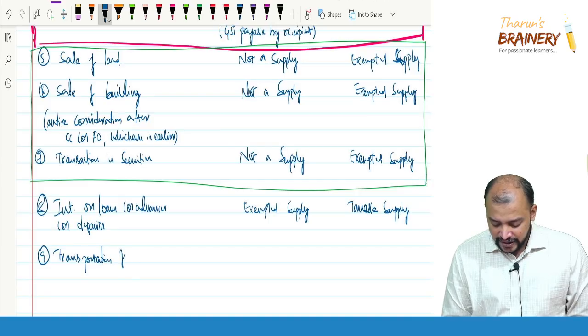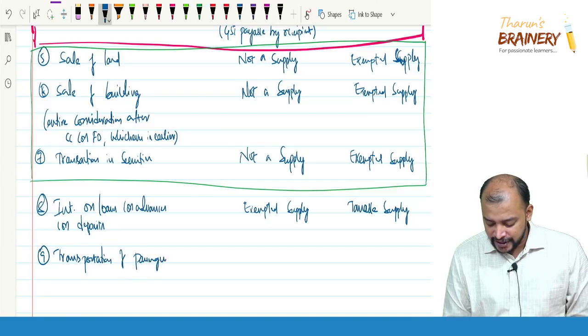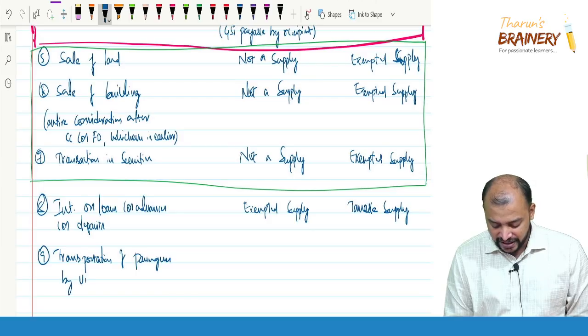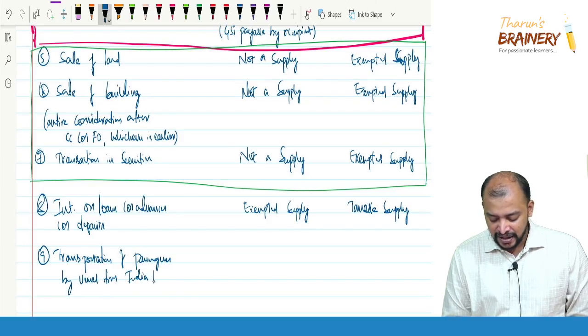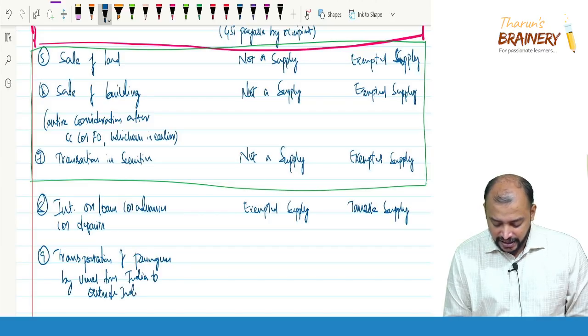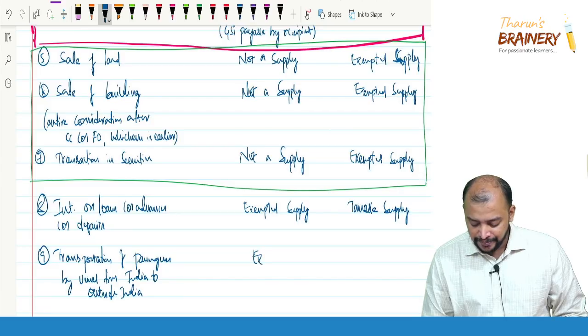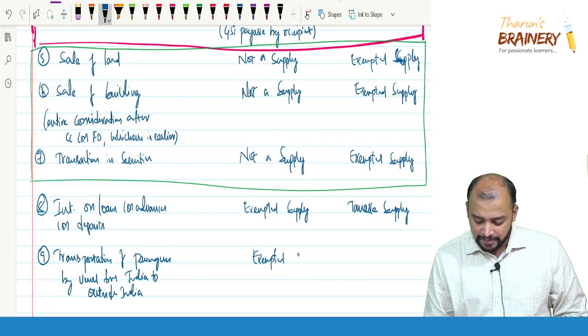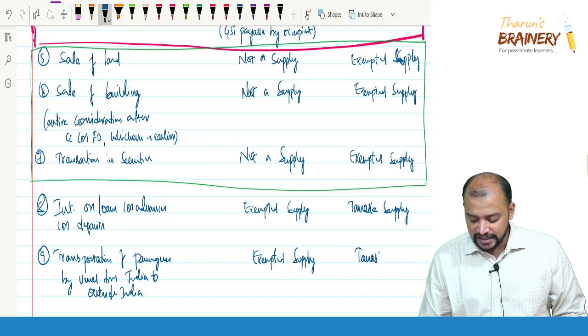Transportation of passengers by vessel. From where to where? From India to outside India. Actually, this is exempted supply for payment of GST. But for availment of ITC, it is treated as taxable supply.